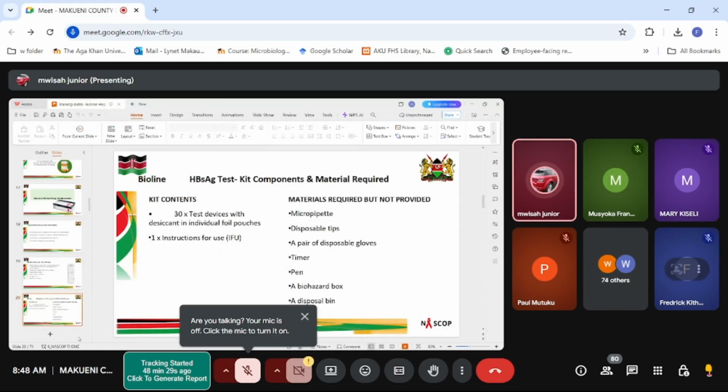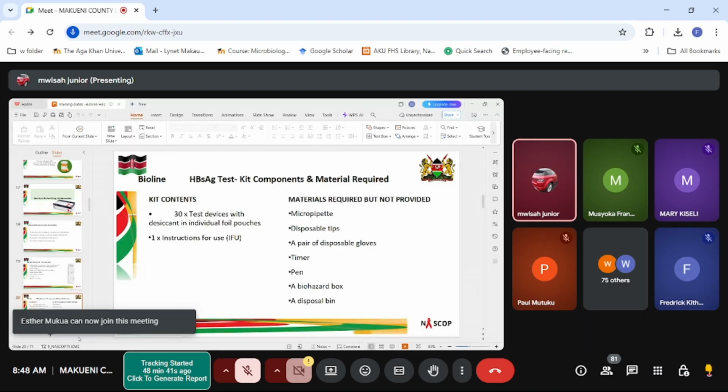Components and materials. The kit contains 30 test devices, each with a desiccant in individual foil pouches, and one instructions for use, the IFU. Materials required but not provided: micropipette, disposable tips, a pair of disposable gloves, timer, pen, biohazard box, and a disposable bin.